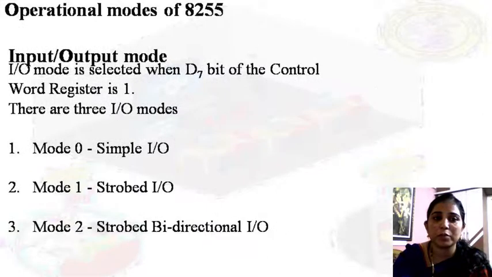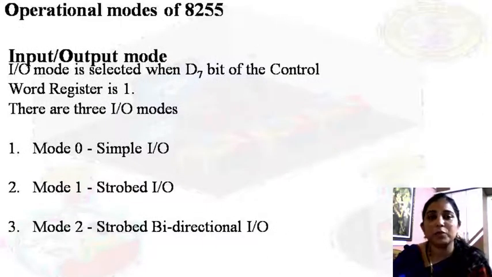With all this information, let's move to the next mode, that is input output mode. You know that the D7 bit decides whether the 8255 is working in BSR mode or IO mode. And if the D7 bit is 1, then it works in IO mode. This IO mode is again classified as mode 0, mode 1 and mode 2.